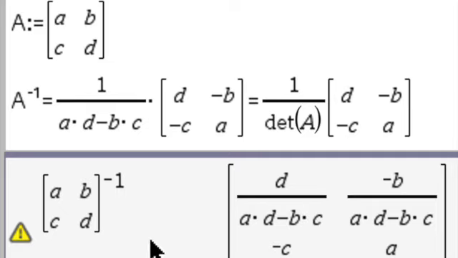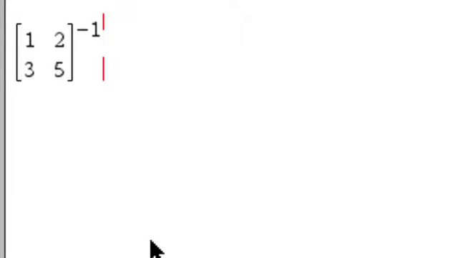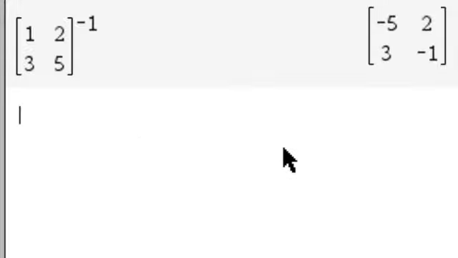In this case, I have 1 times 5 minus 3 times 2, which is a -1, and that's the determinant. 1 divided by -1 is -1. Now what I want to do is swap the 1 and the 5 and change the signs on the 2 and the 3. Let's see how that works. Yep, we got what we expected. Now you may look at the 2 and 3 and say, well, nothing happened, but remember that we changed the signs of the 2 and 3, and we multiplied by 1 over the determinant, which was also -1.